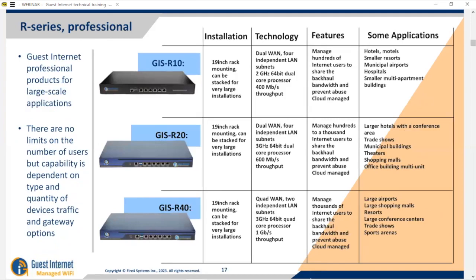The R Series Professional, 3 products, starting with the GISR 10. This has a 400 megabit throughput with dual WAN. The GISR 20 has 600 megabits throughput with dual WAN. And the GISR 40 has 1 gigabit throughput with quad WAN, 4 WAN ports.